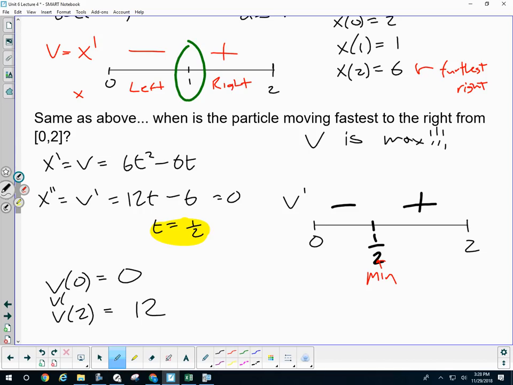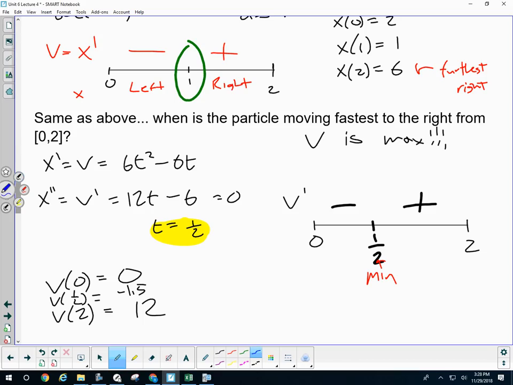The velocity at 1/2, just to double check, is negative 1.5. So it turns out I'm not moving to the right at 1/2. I was moving to the left, and I'm moving fastest left at 1/2. I'm moving fastest right at 12.